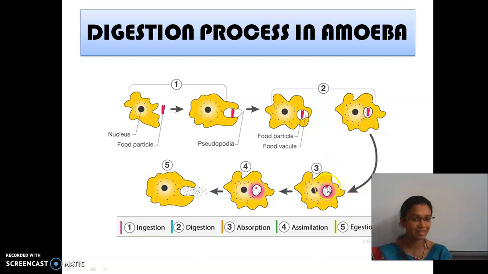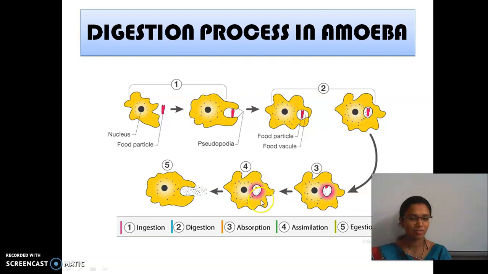Here, see this red colored one. Yes, the food is digested here. So the first step is ingestion. The second step is digestion. And here this absorbed food, what happened? It is absorbed. And then the fourth step is what?